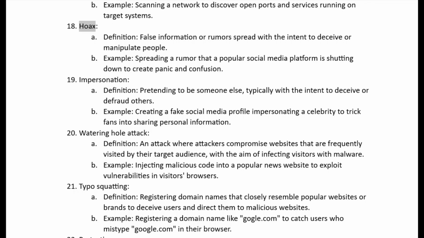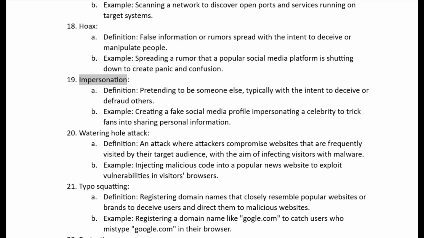Hoax. Definition: false information or rumors spread with the intent to deceive or manipulate people. Example: spreading a rumor that a popular social media platform is shutting down to create panic and confusion.